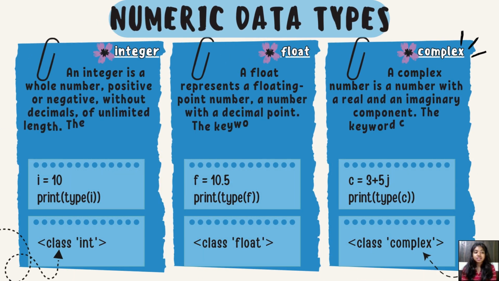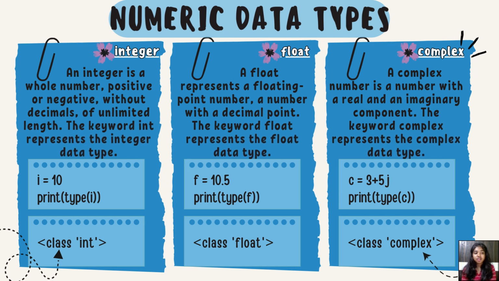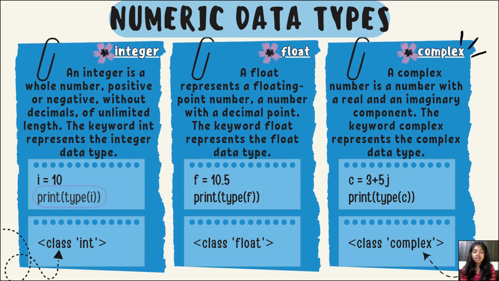An integer is a whole number, positive or negative, without decimals of unlimited length. The keyword int represents the integer data type. Here, the variable i is assigned a value of 10. Python automatically identifies 10 as an integer, so you don't need to declare the data type of the variable explicitly. The type function here returns the variable data type as the output.